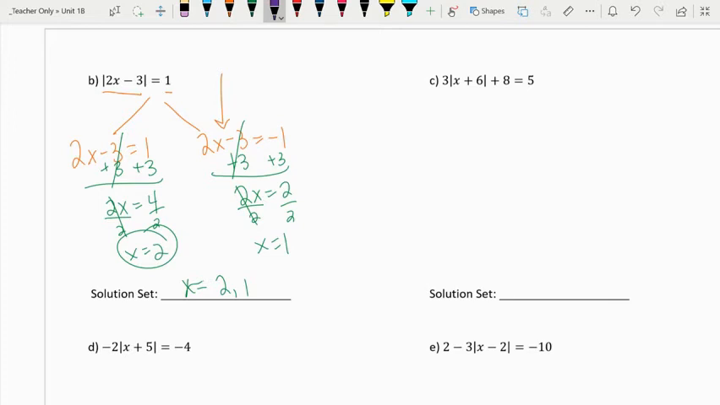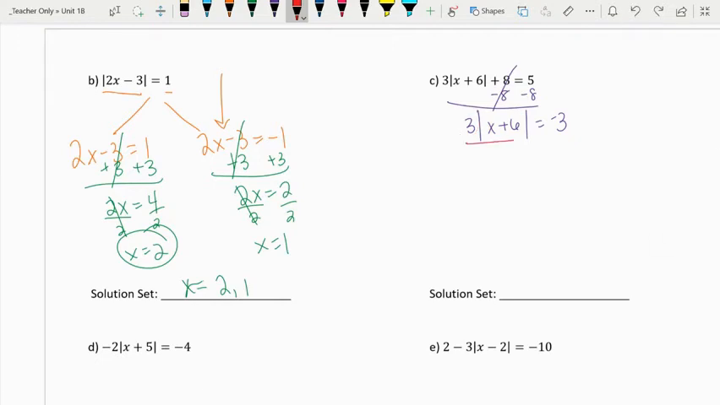In letter C, there are a few things that need to happen first. Absolute value is not by itself, so we're going to need to subtract 8 over first. So we have 3 times the absolute value of x plus 6 equals negative 3. Now if you notice, there's a 3 on the outside, and most of us are going to want to distribute, but remember that's one of the big rules. You do not distribute it in.